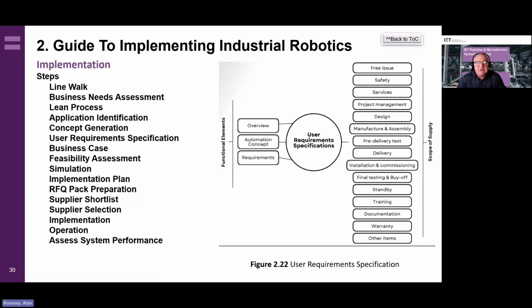Feasibility assessment involves determining whether or not the concepts are achievable through existing off-the-shelf products or robotics, and if not, the level of work that would be required to develop and validate a bespoke solution. And if necessary, application development can then be considered. So simulation is also one of the steps there, and I'll talk about this a little bit further later on.